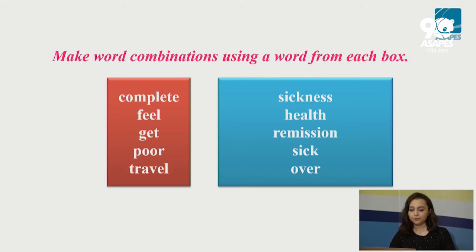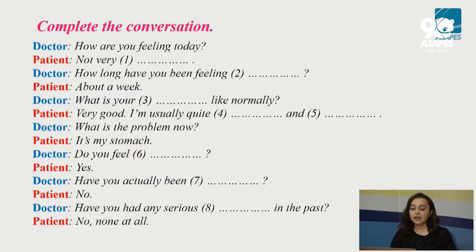Exercise number 2. Please make word combinations using a word from each box. You have 3 minutes to complete this exercise. I hope you are ready to begin. Let's check together. Complete remission. Feel sick. Get over. Poor health. Travel sickness.